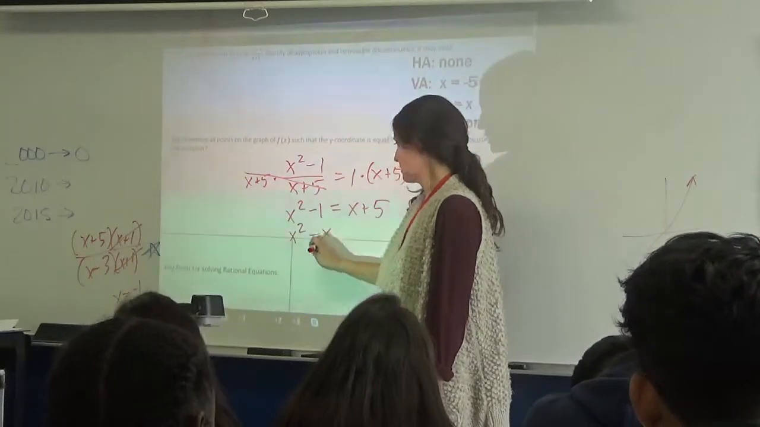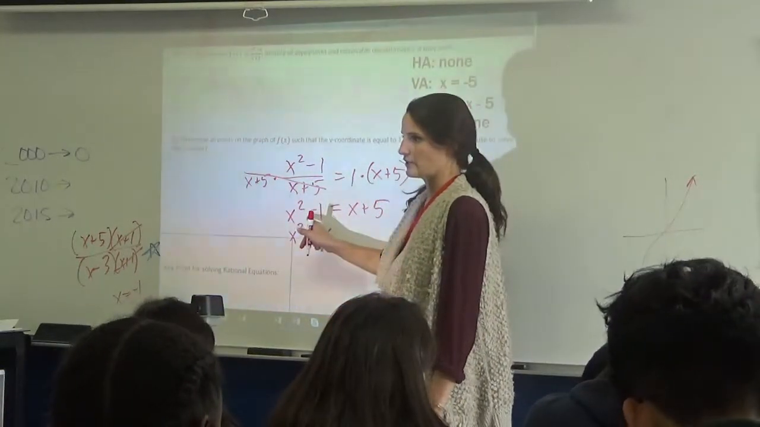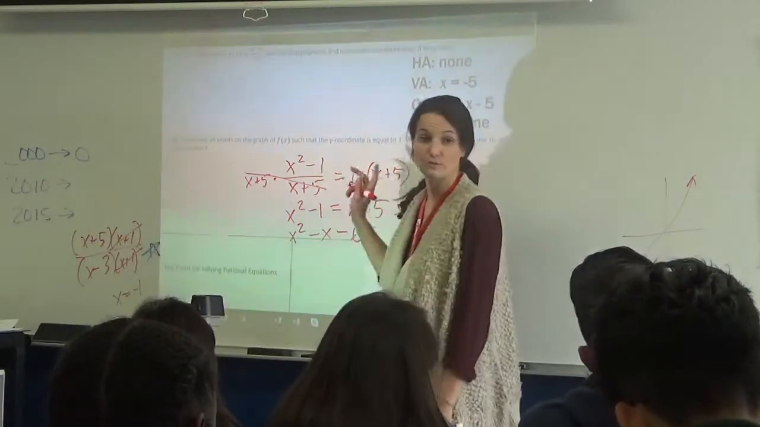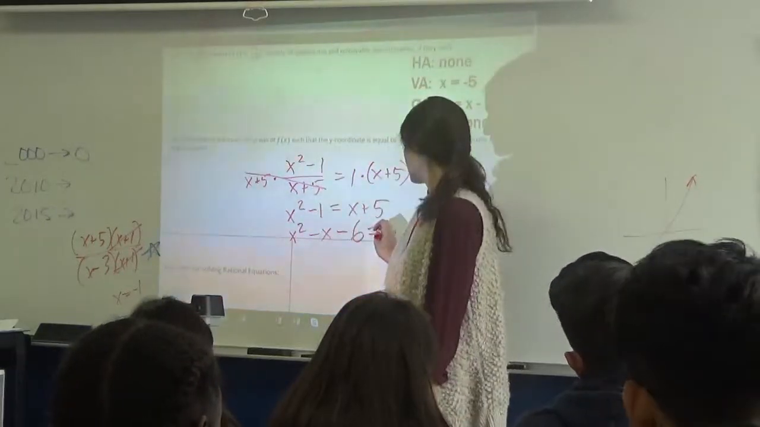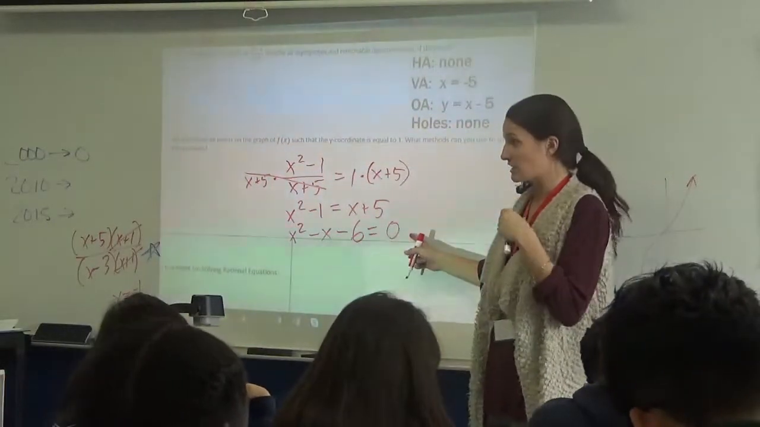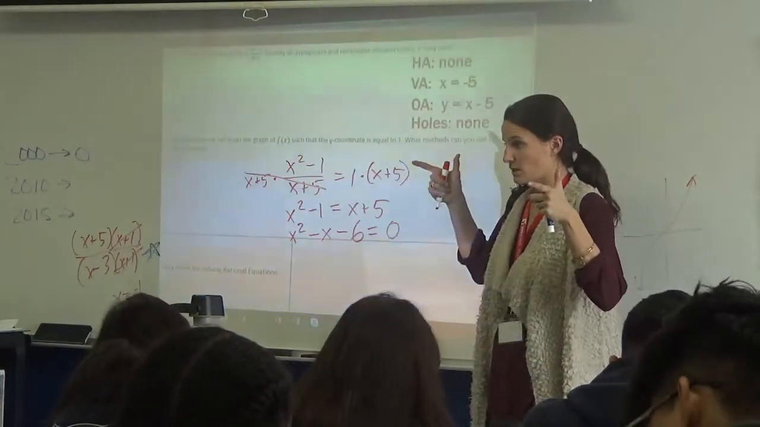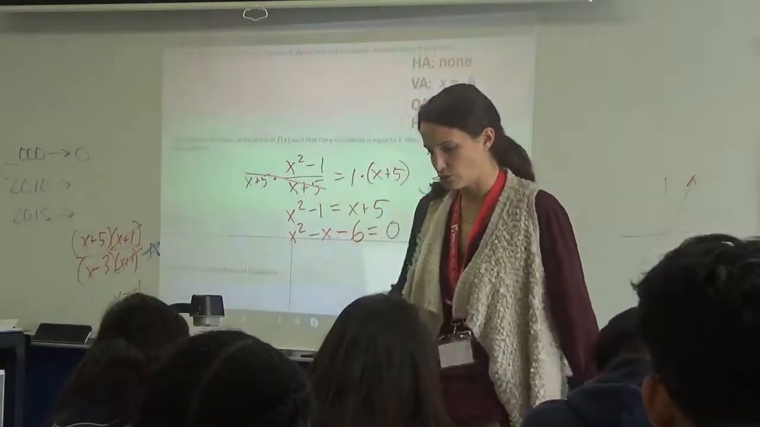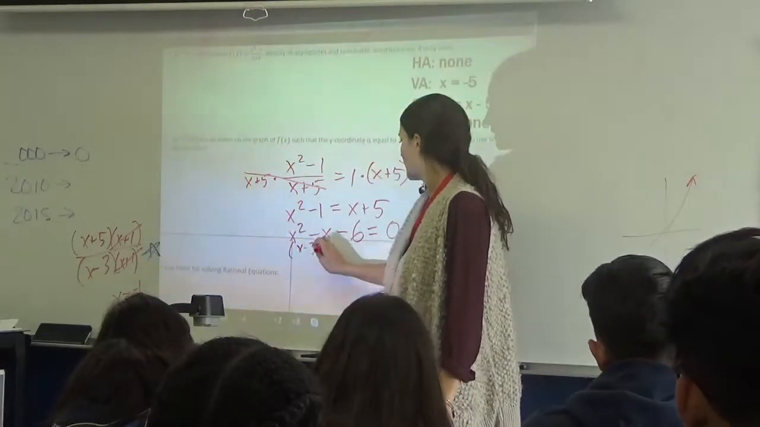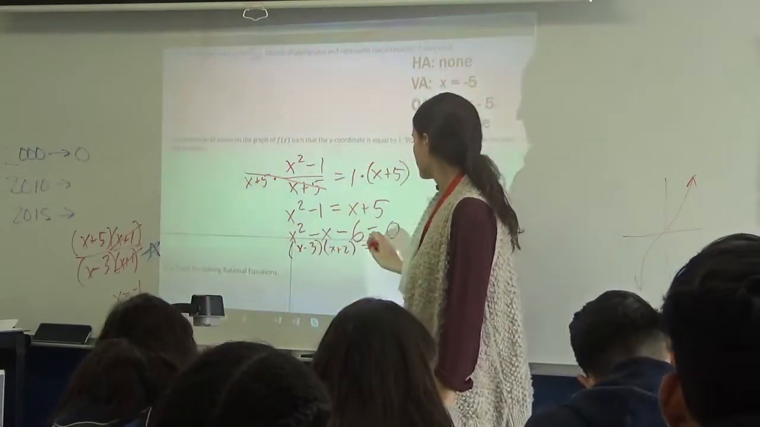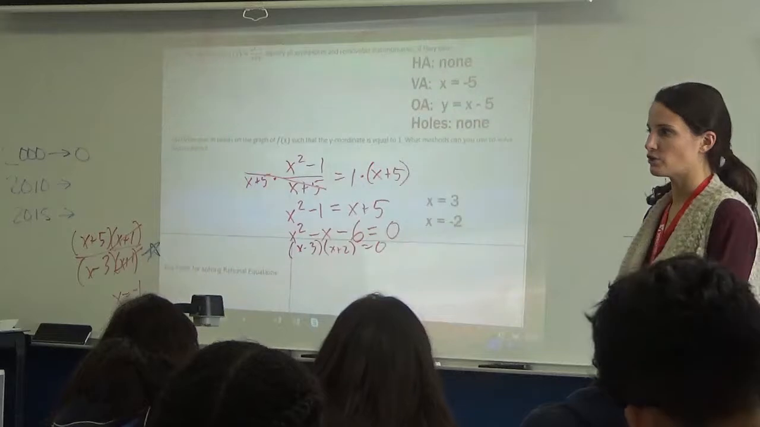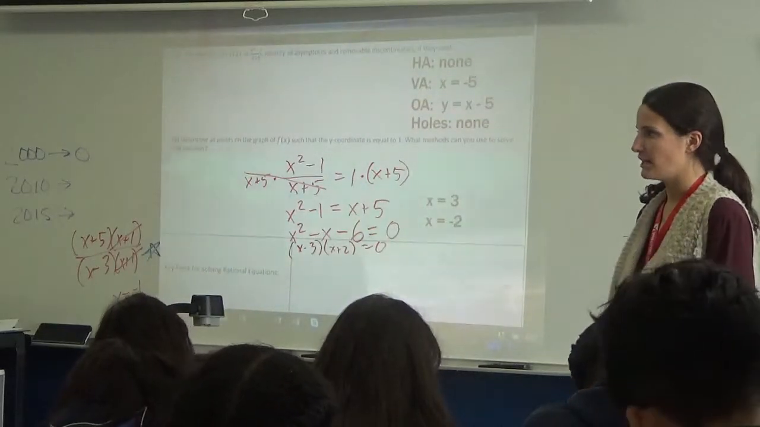Subtract x over, subtract the 5 over. If I do -1 minus 5, what did y'all end up with? -6, because -1 minus 5 would be -6, equals 0. Okay? And then something that looks like this, what do we do? Box. We do our box, and you should end up with x minus 3, x plus 2 equals 0. So these are our two solutions of where you should see on your graph that you're equal to 1.